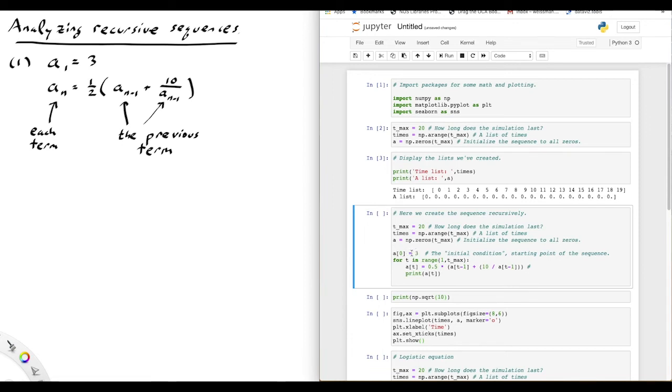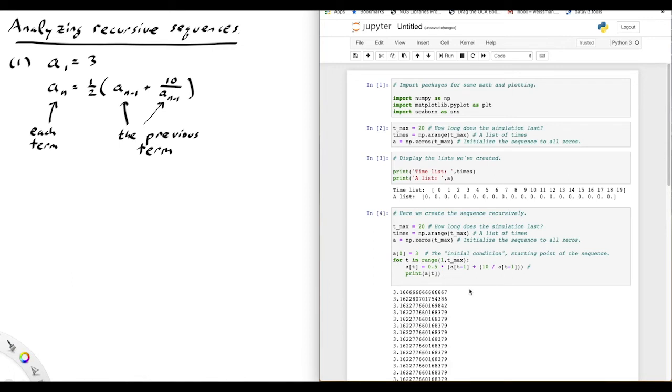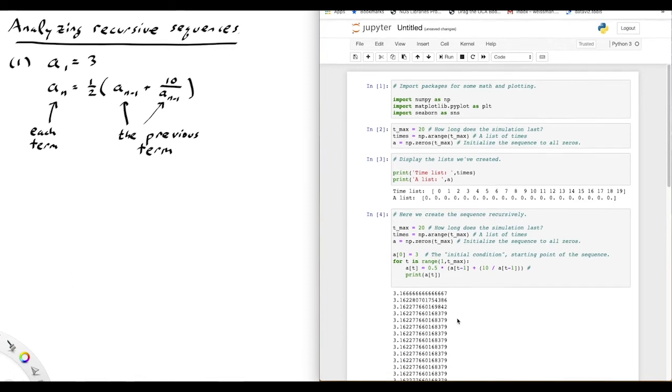Now Python, instead of calling it the first term, they call it the zeroth term. This a bracket 0 plays the role of a sub 1 here, because Python likes its sequences to start at 0. And then this for t in range 1 to t max, this is going to go through my 20 steps all at once. It'll take just a microsecond or something. And here's the sequence of numbers that comes out of this.